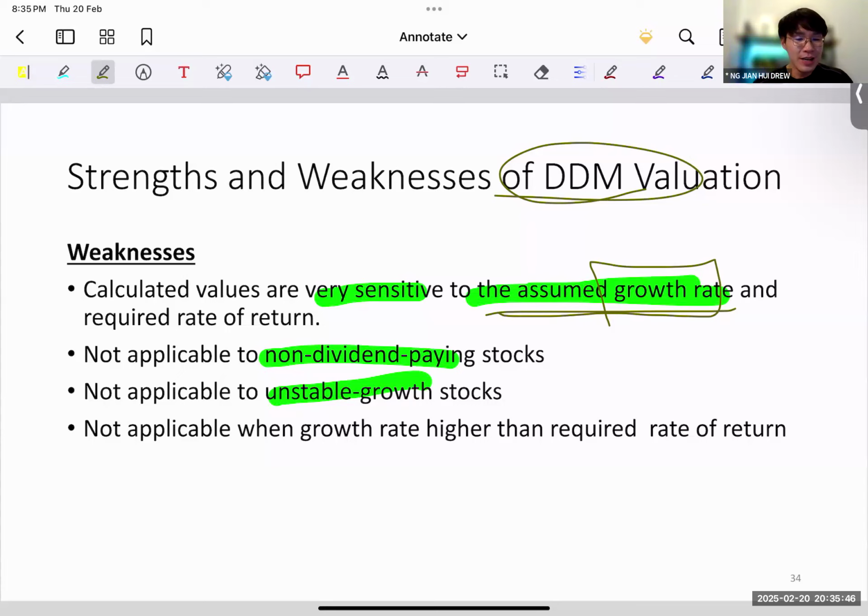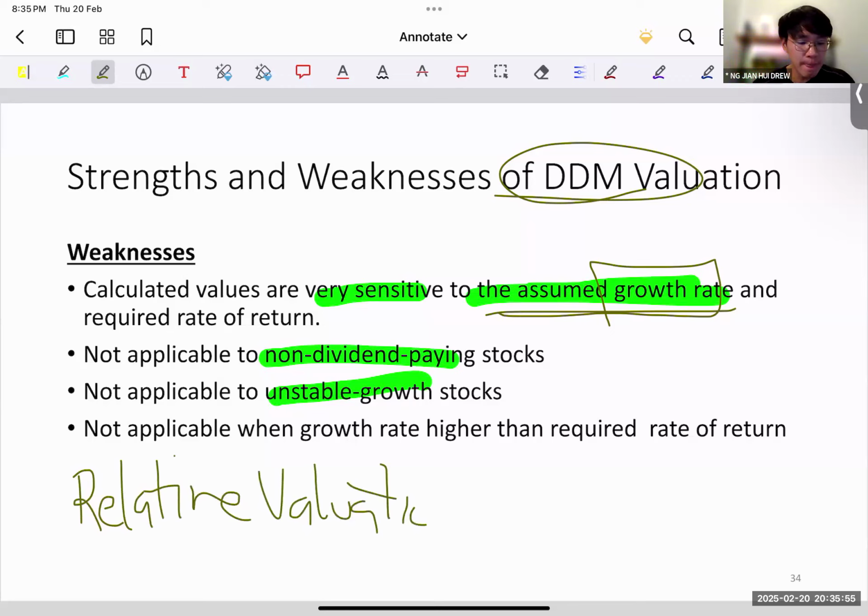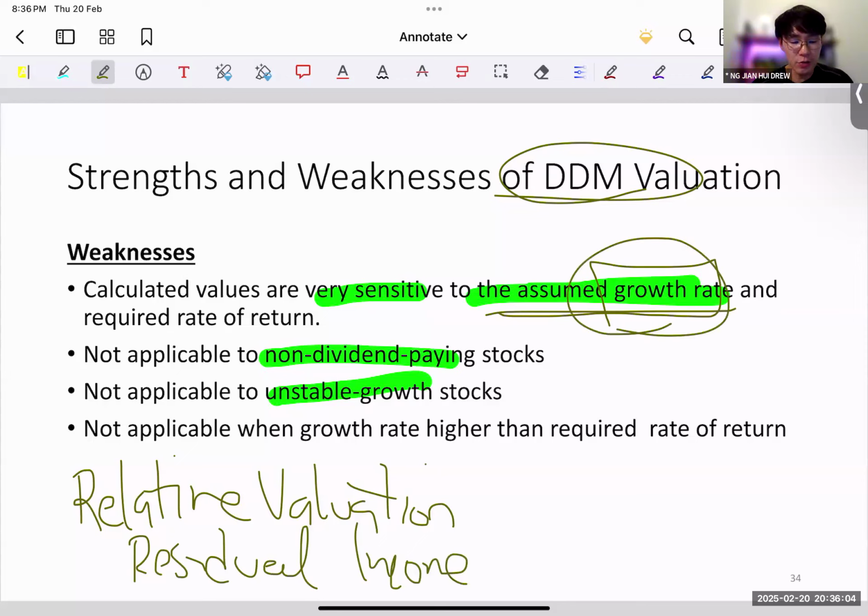Yeah, right. Residual. So relative valuation, and your residual income models do not use your growth rate. Do not use G, right? So you're right. Those two are the models that we can use if we are concerned that growth rate is very hard to estimate for this company. Okay. Just be very careful.